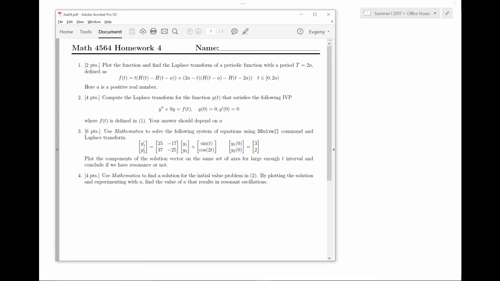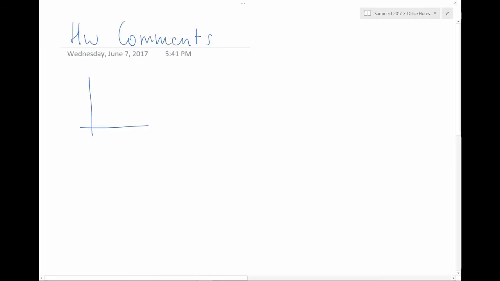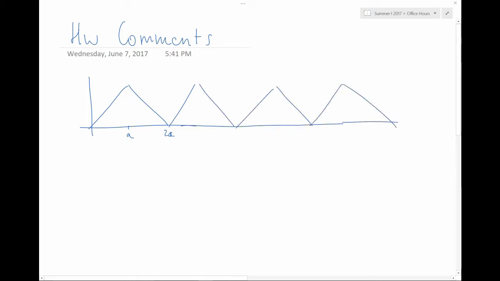Alright, so problem 1 is talking about a function that is just a hat-like function like this, or a tent-like function, but it is repeated many times. So this is the actual graph of the function.